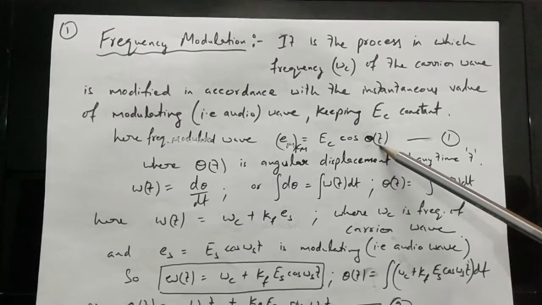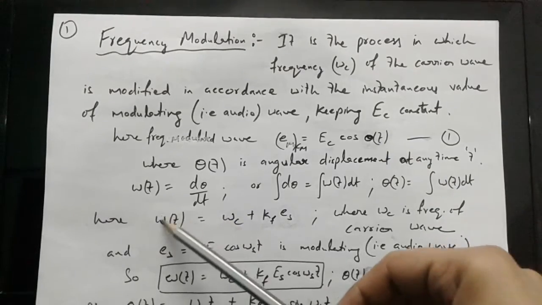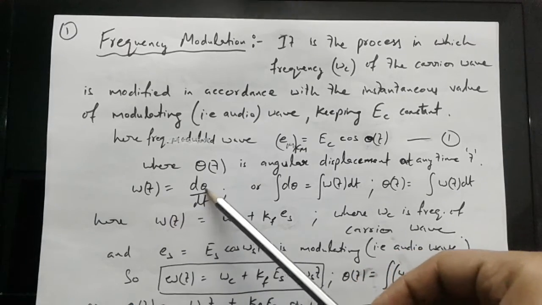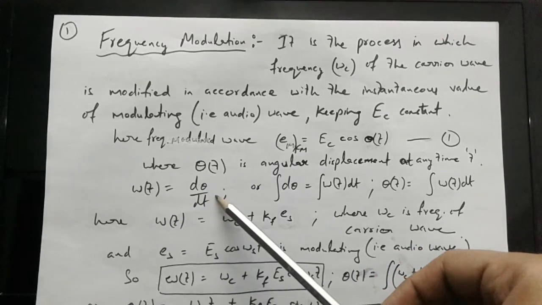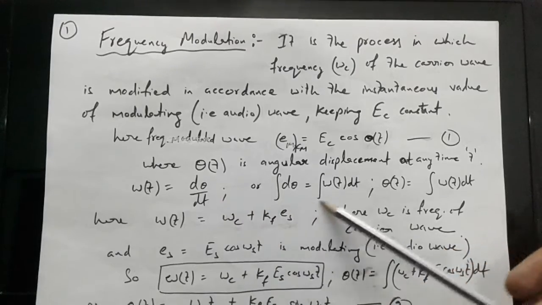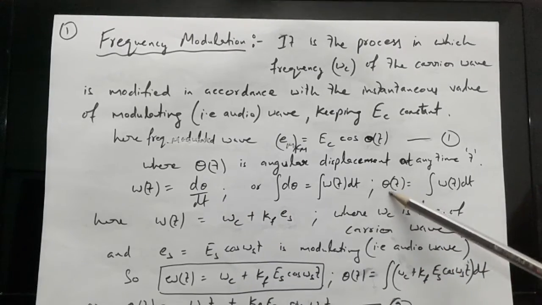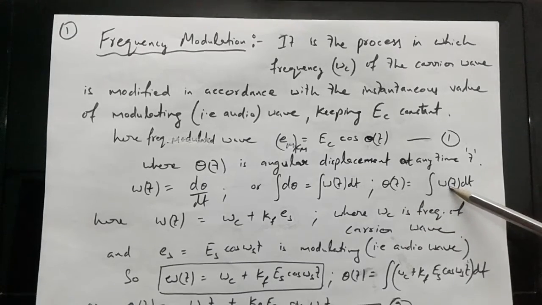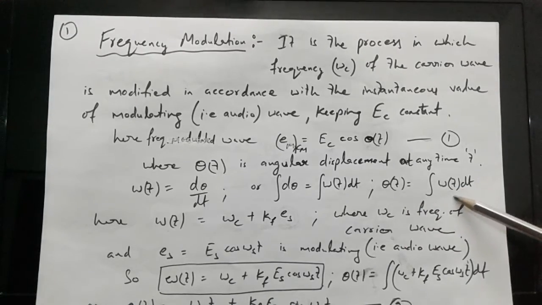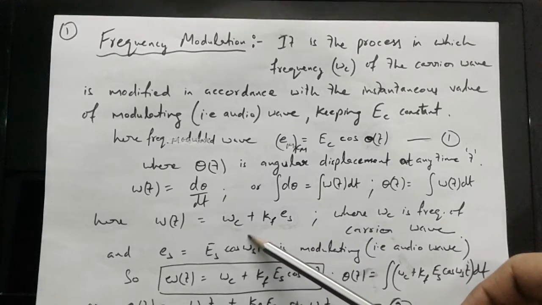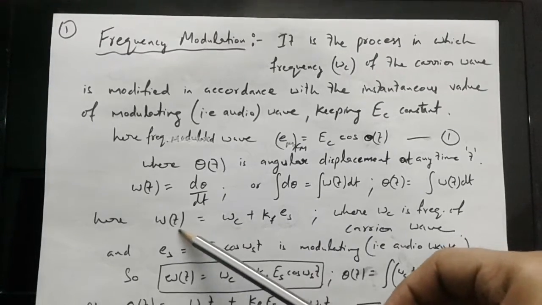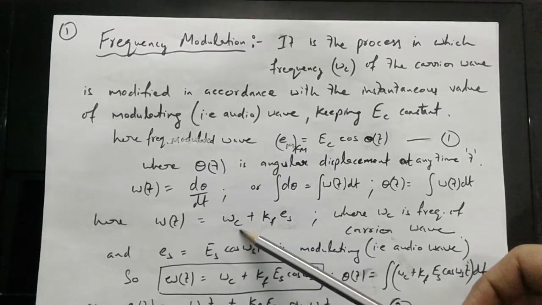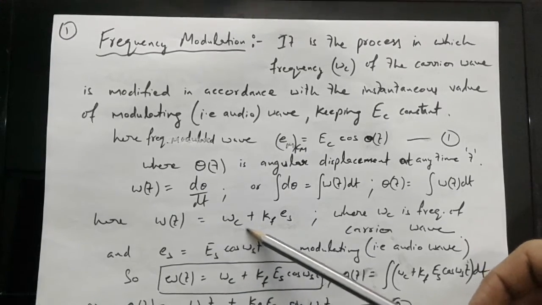So, how do we do this? From our previous knowledge, we know that angular frequency is the rate of change of angular displacement, and this theta t, that is angular displacement, is the integral of omega t dt. By definition of frequency modulation, the angular frequency gets modified. So, omega c is the original frequency of the carrier wave.